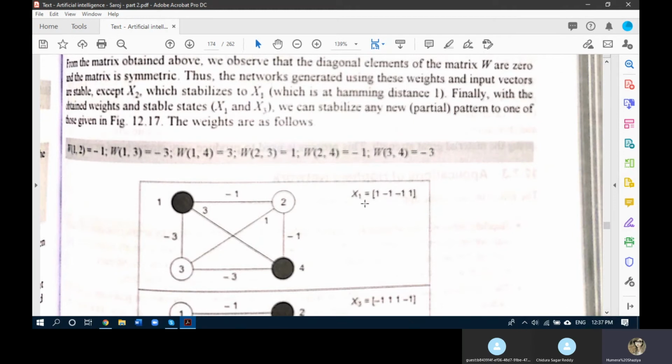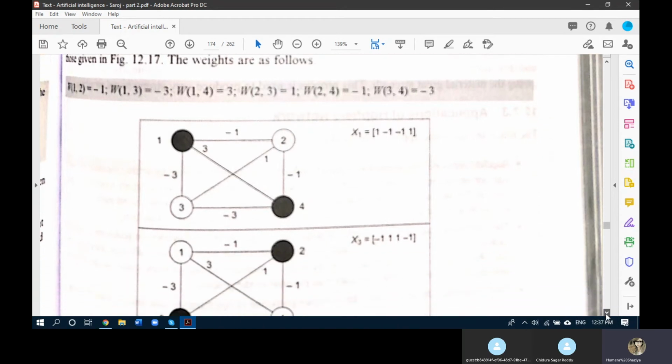And consider this one. Here x1, the first value is 1. 1 means positive, and positive means active. Unit 1 is active. -1 means negative, and negative implies inactive. 2 is inactive, 3 is inactive, 4 is active, because here you find 1. That is with respect to x1.